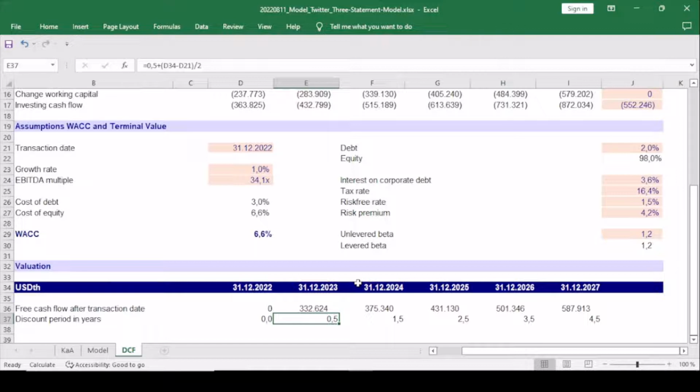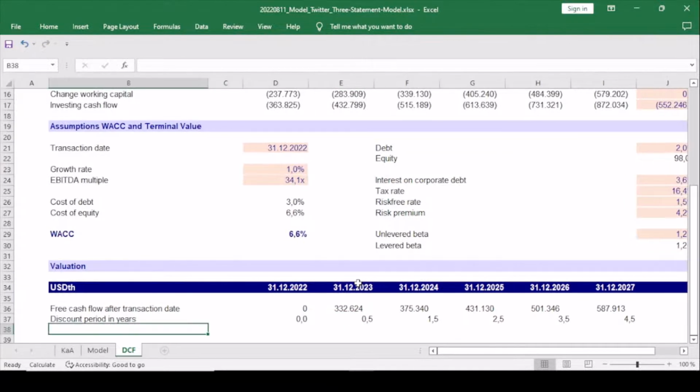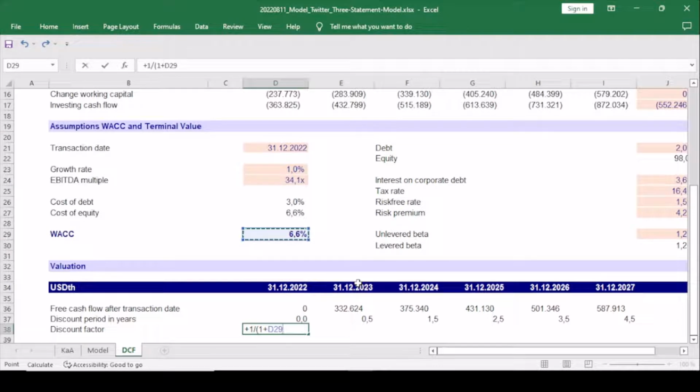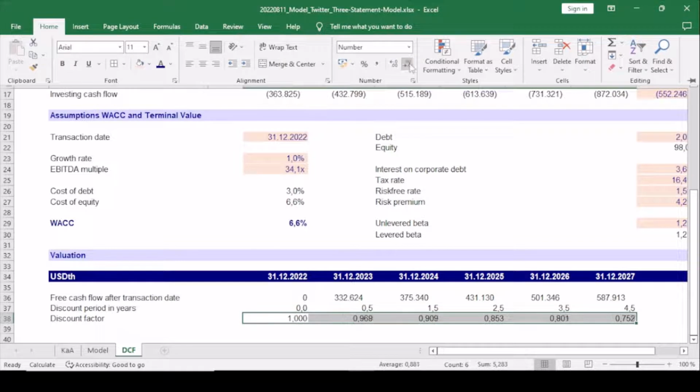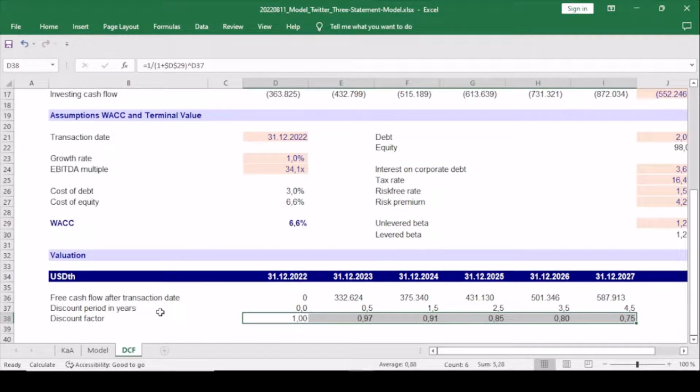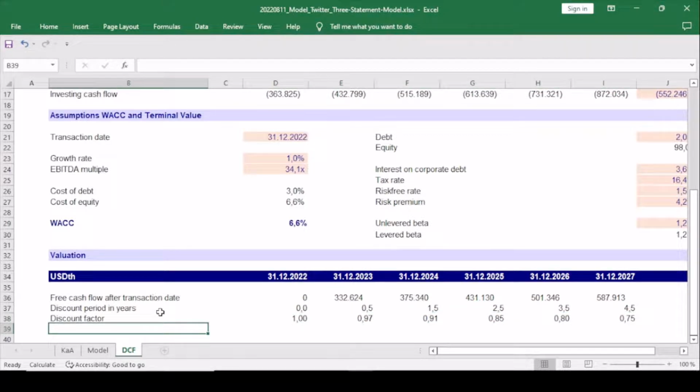So finally, we combine the discount period with our WACC to arrive at our discount factor, which we then use to calculate the present value of our free cash flows.